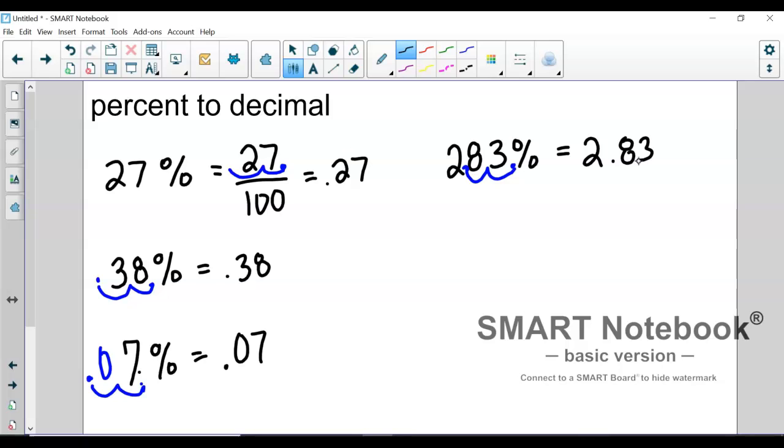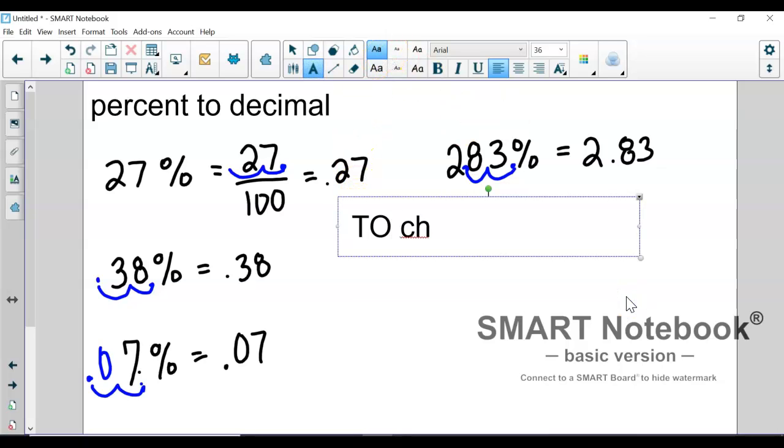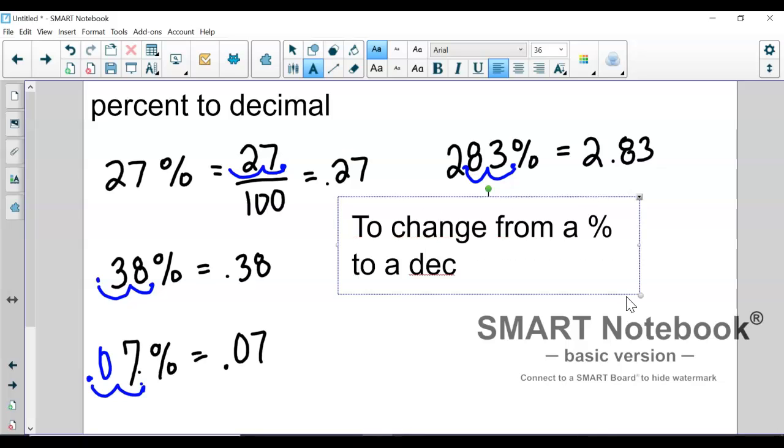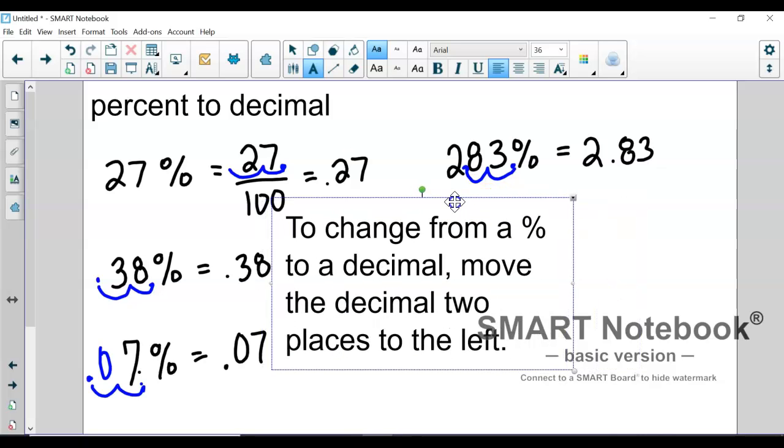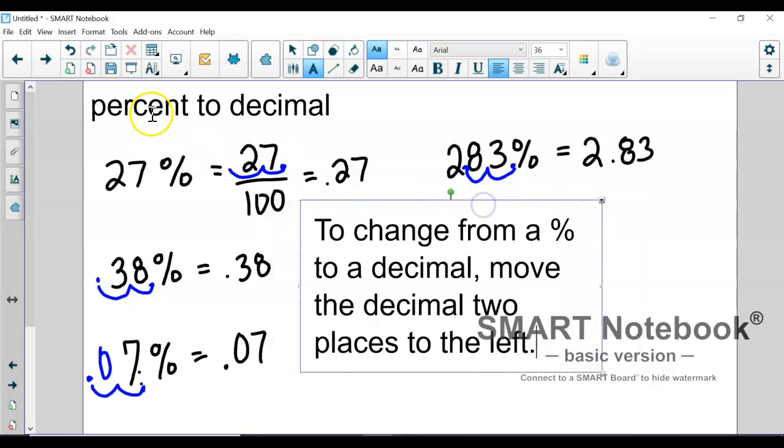So to go from a percent to a decimal, let's summarize here. To change from a percent to a decimal, move the decimal 2 places to the left. Okay.